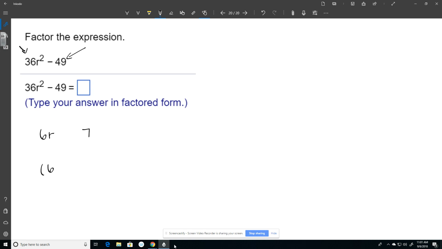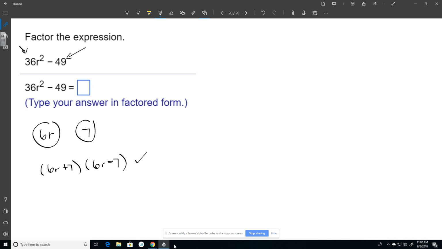I'm going to put 6r plus 7 and 6r minus 7. So I take these two square roots, and the first parenthesis, I add them. The second parenthesis, I subtract them. And that should be your final answer. That's a good one to end on the test.